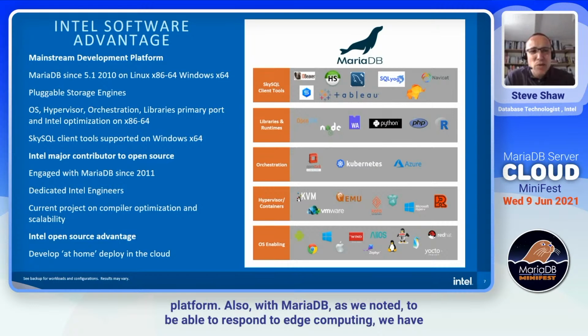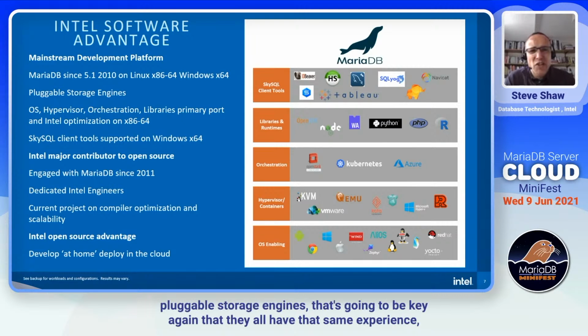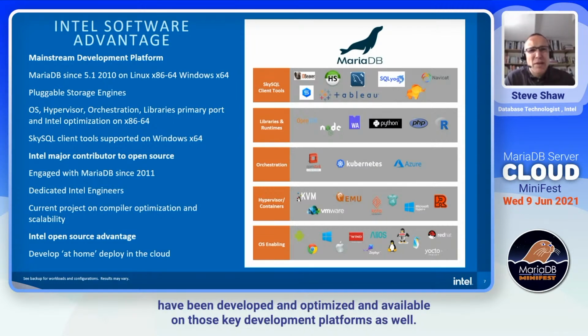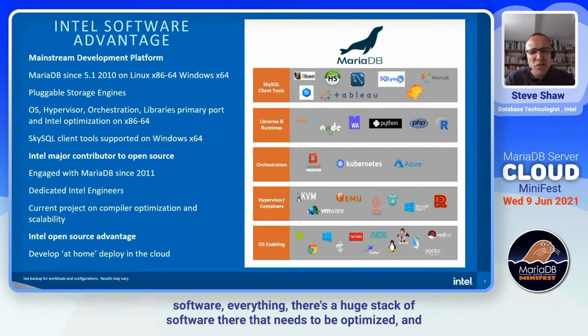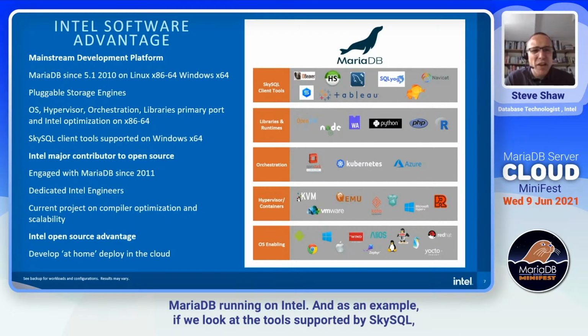Also with MariaDB, as we noted, to be able to respond to edge computing, we have pluggable storage engines. That's going to be key again, that they all have that same experience, have been developed and optimized and available on those key development platforms as well. But then going beyond the database, we have the OS, the hypervisor, the orchestration software, everything. There's a huge stack of software there that needs to be optimized and tuned for your individual platform. And that's exactly what we get for MariaDB running on Intel.